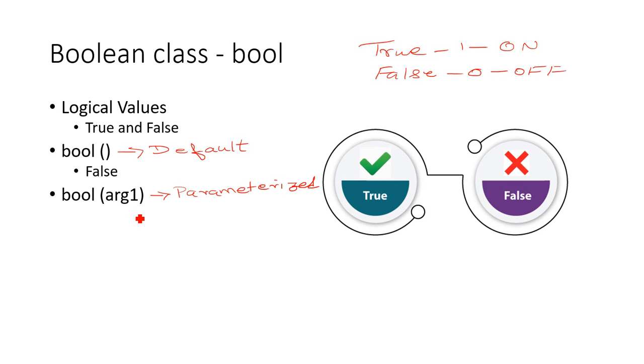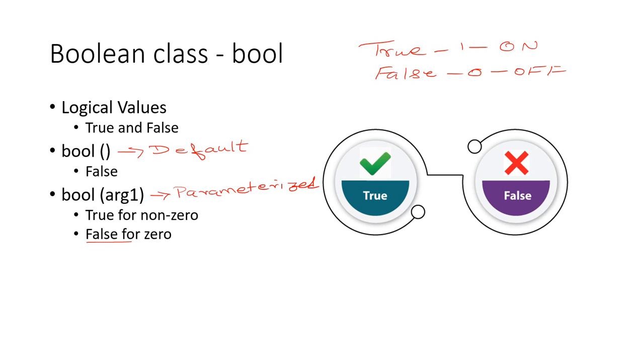So what types of arguments could be used here? The argument could be a number. In such cases, if a non-zero value is passed as the argument, then the Boolean class will return a True value. Similarly, if a zero value is passed into this argument, the number 0, then the Boolean will return a False value.